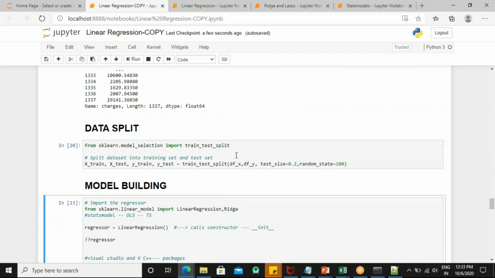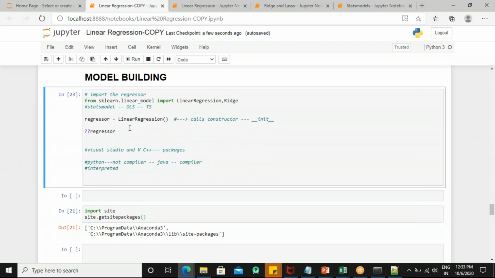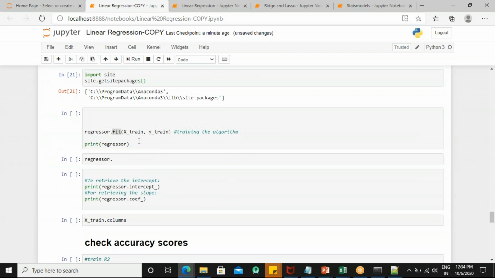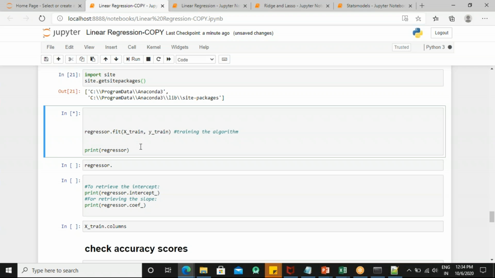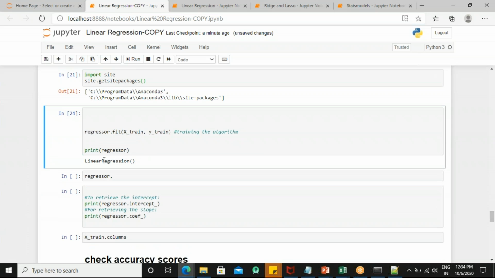So this is about the core programming concepts that we are talking about. We create the object. The object calls the constructor. The constructor does the initial work. Init means initial work. Once all those things are done, we move to the next step, which is fitting the model on the data. You guys have already done it. Once you fit the model, my work is done.